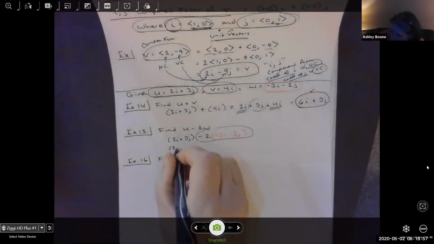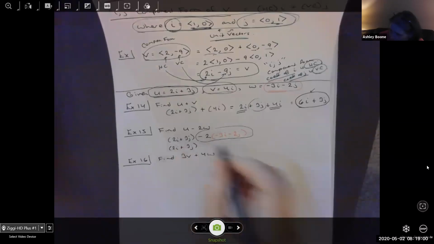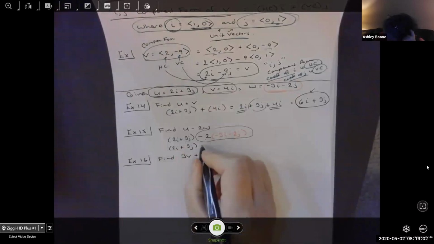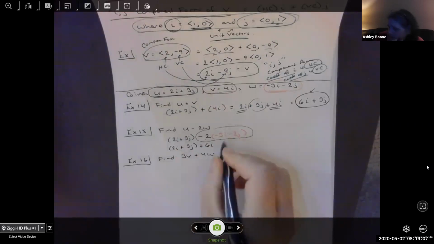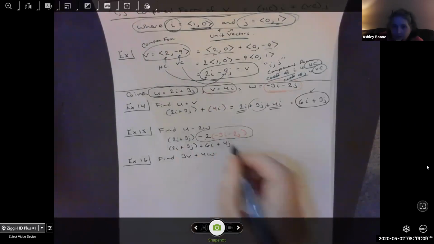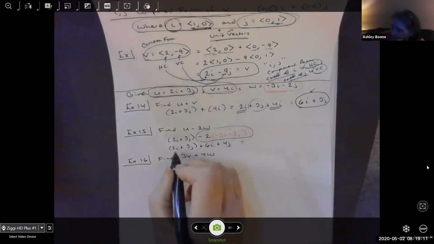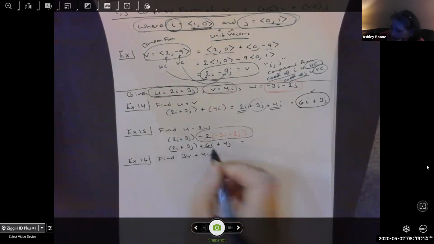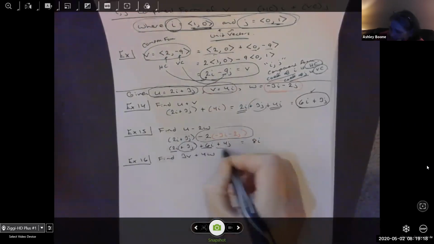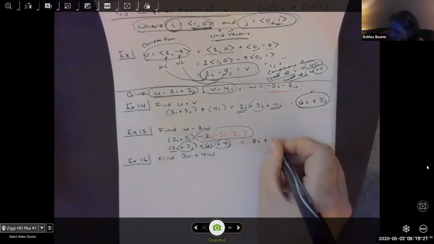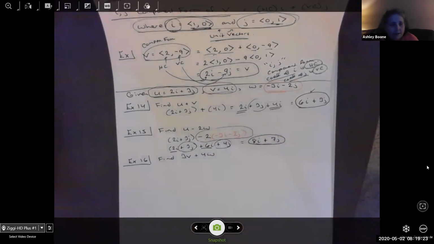So this is going to be 2i plus 3j. Negative 2 times negative 3 is a positive, so that's plus a 6i. Negative 2 times negative 2 is a positive 4, so that's plus a 4j. Add your like terms. 2i plus 6i is 8i. Positive 3j plus 4j is a 7j. So 8i plus 7j. That would be the vector u minus 2w.